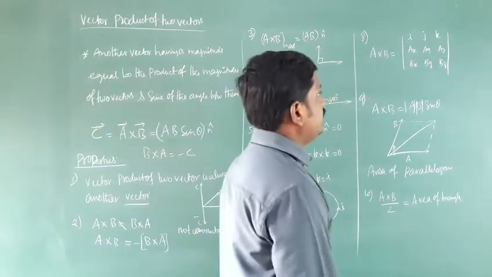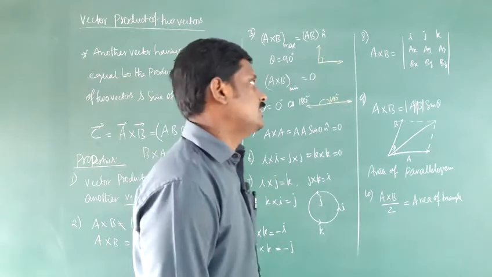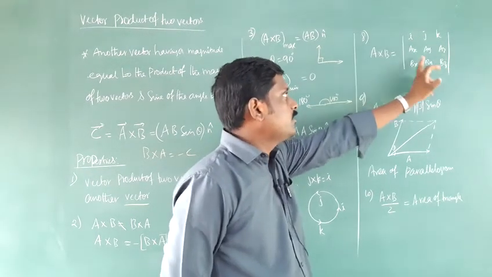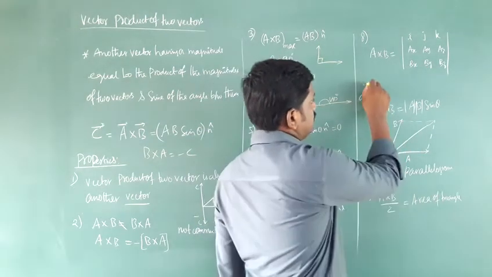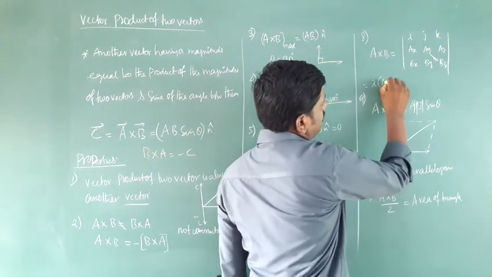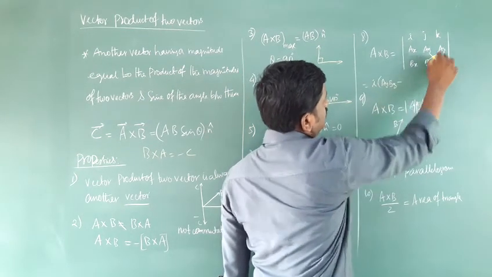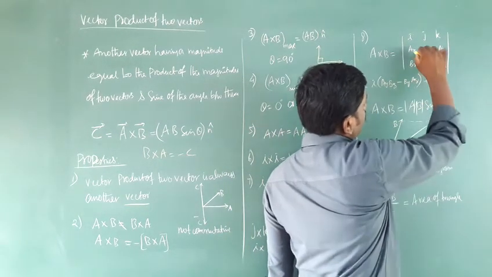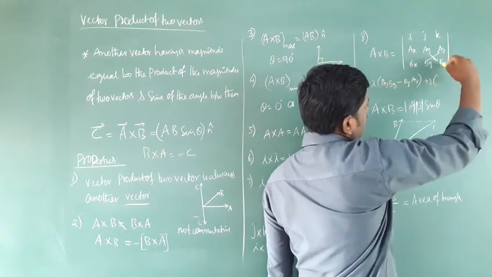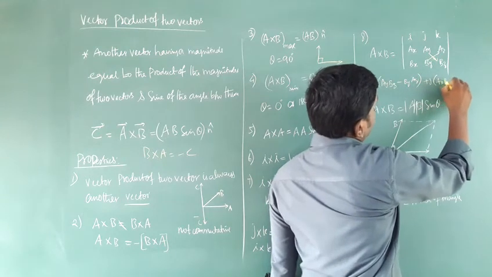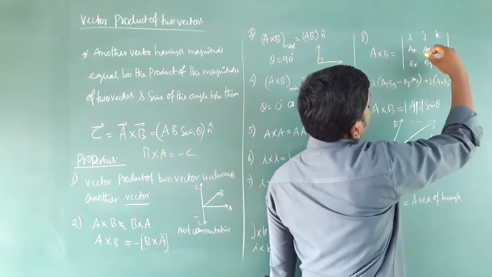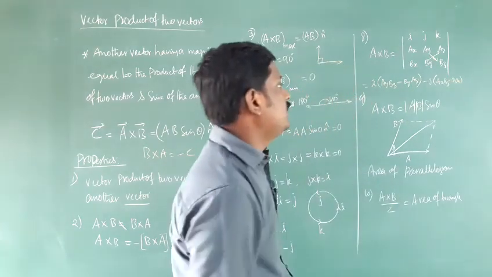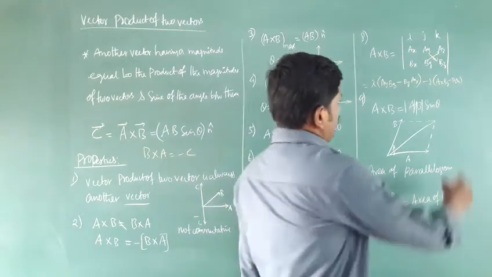Next, A cross B when the A vector and B vector are represented in X, Y and Z, that is, the Cartesian coordinate system. So it's AX, AY, AZ. So A cross B equals a 3 by 3 matrix with I, J, K. The result is I into AY BZ minus BY AZ, then plus J into AX BZ minus AZ BX. If you put a minus here, it becomes AZ BX minus AX BZ.